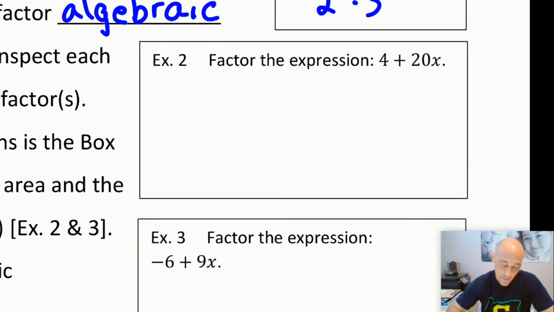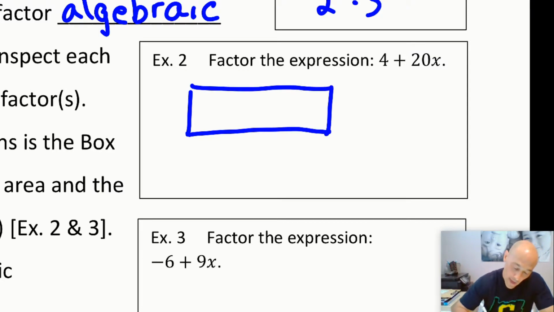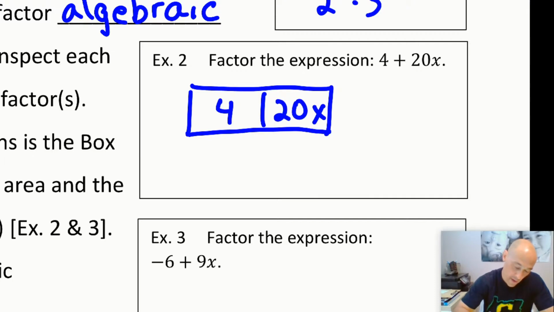Factor the expression 4 plus 20x is example 2. So using the box method, we have the expression 4 and 20x. So this is 4 plus 20x. And then on the outside, we're going to write the factors. So the area of this part is 4, and the area of this part is 20x. 4 and 20 are both divisible by the common factor 4.